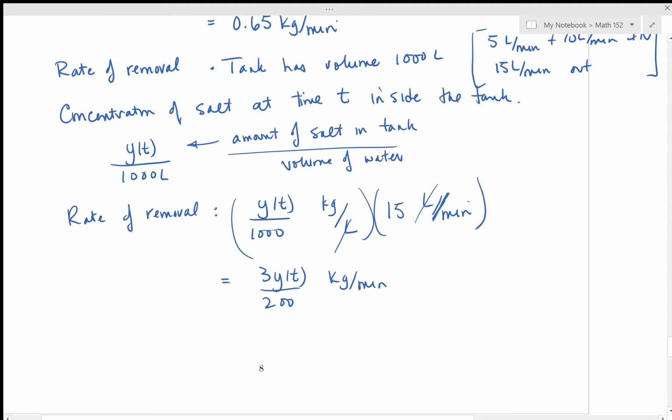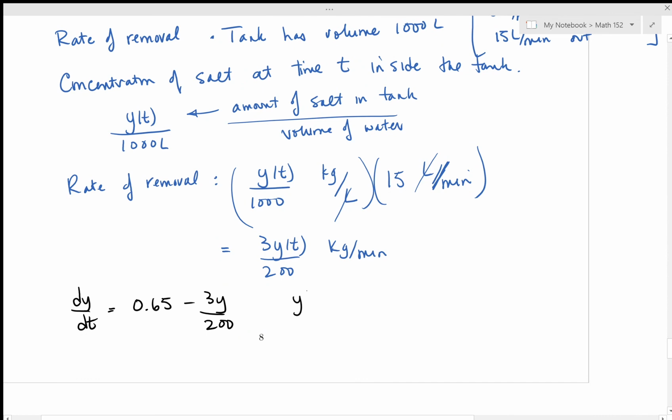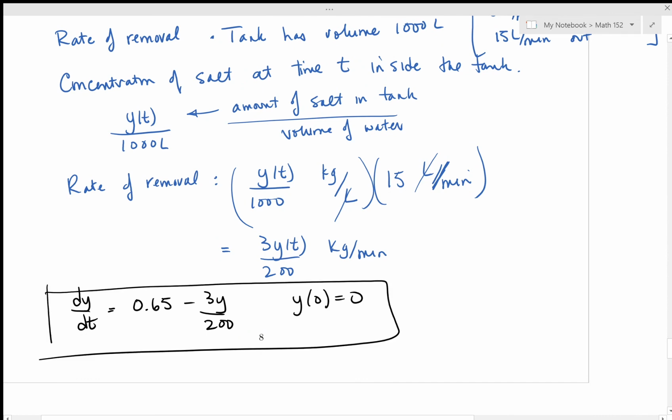So I have my rate of addition, I have my rate of removal. I plug that back into the differential equation I am trying to develop. So that was dy by dt equals the rate of addition minus the rate of removal. And we recall that we knew an initial condition, y of 0 equals 0. Look at that. Where are we now? An initial value problem with a separable differential equation, and we are now experts in how to handle this situation.